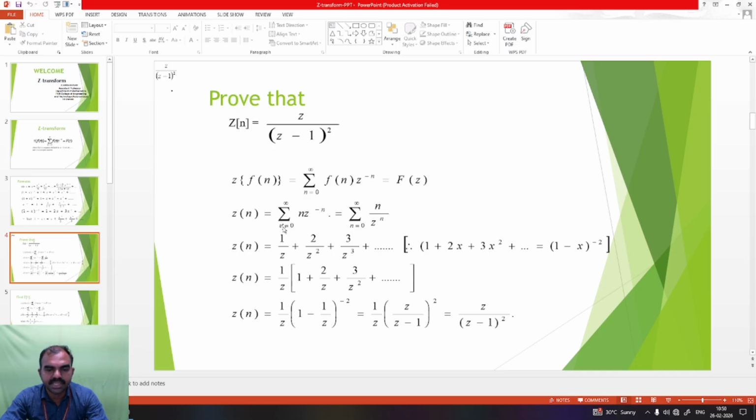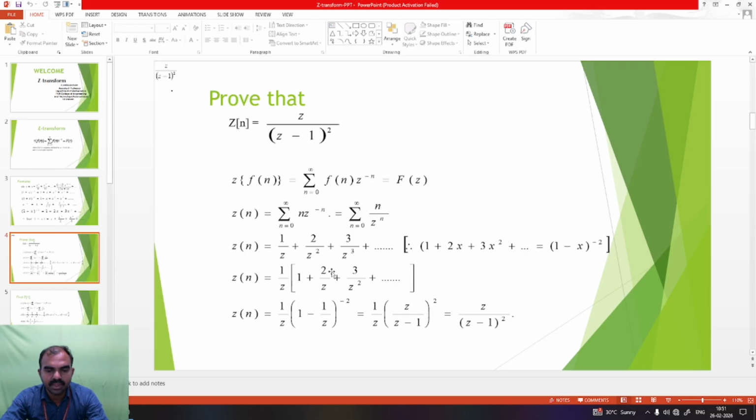1 by z, right? So 1 minus x whole power minus 2. We want to make that formula, which means we take the common value 1 by z in here. So taking common value 1 by z, what do we get? 1 plus 2 by z plus 3 by z square and so on. So 1 by z. This expansion is the formula of 1 plus 2x plus 3x square and so on.